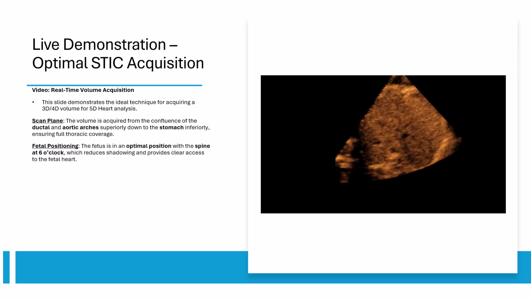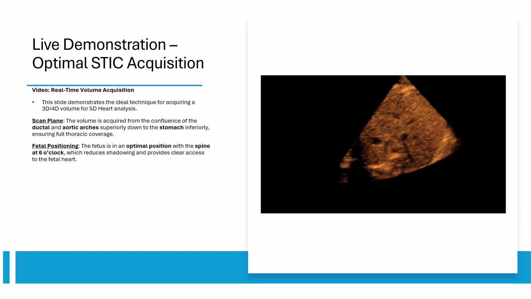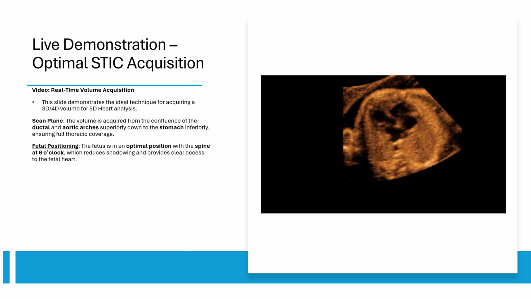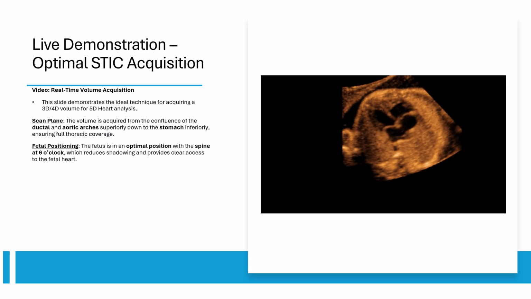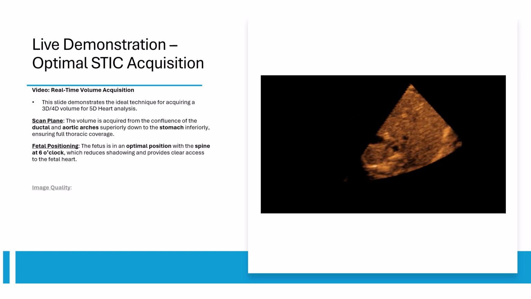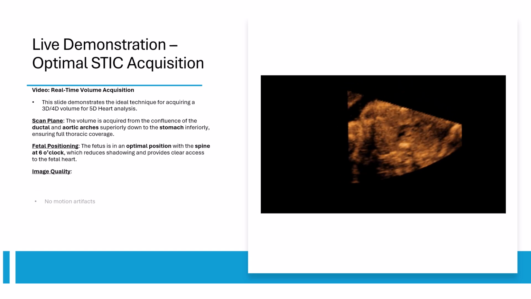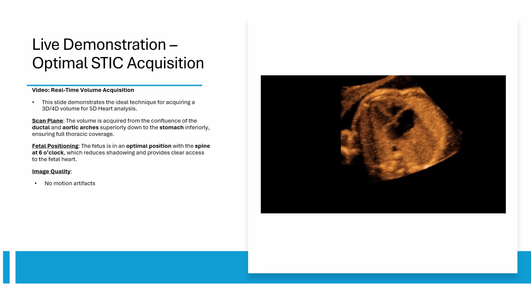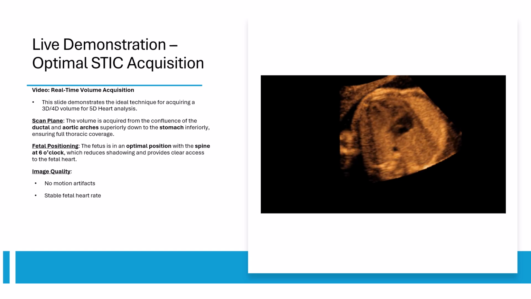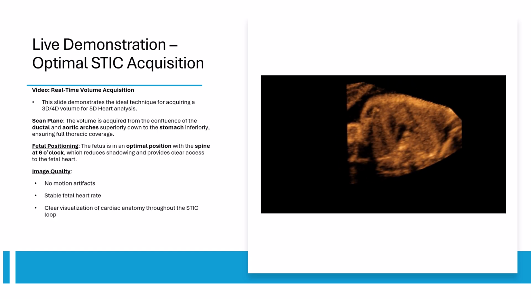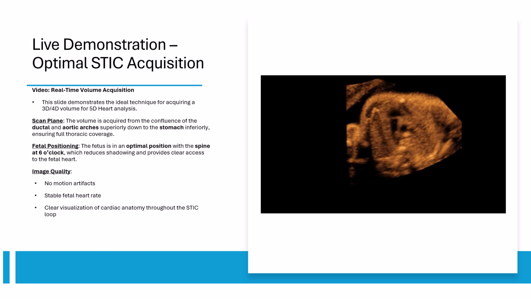Positioning is crucial. Here the fetus is optimally positioned with the spine at the 6 o'clock position. This orientation minimizes shadowing and provides unobstructed access to the heart. Image quality is paramount, of course. Notice the absence of motion artifacts, a stable fetal heart rate throughout the acquisition, and clear visualization of the cardiac anatomy during the entire STIC loop.